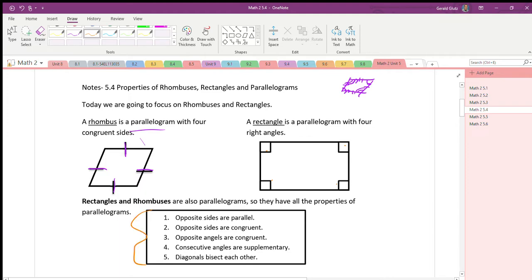So here's kind of what we just talked about. Rectangles and rhombuses are also parallelograms, so they have all these properties. And one that I forgot to mention is that the diagonals bisect each other. So if I draw a diagonal, they bisect each other. Remember that when they bisect, that means they create congruent sides because they cut each other right down the middle. Same with the rectangle. They also have bisecting diagonals.